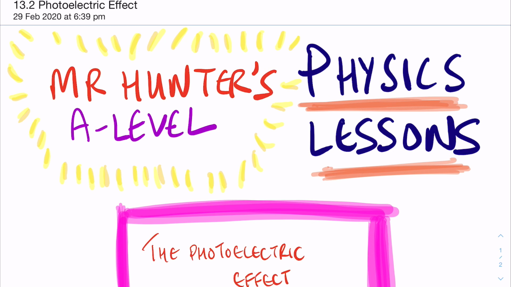We're going to go through lesson 2 of the quantum physics topic in year 12, the photoelectric effect, and this is for chapter 13.2. So again, let's just jump straight in. What is the photoelectric effect?